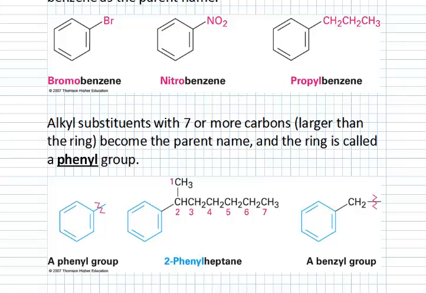But if the benzene ring is not the major part of the molecule, for instance, if we have an alkyl group with 7 or more carbons, so that it's larger than the ring, that becomes the parent name of the compound. So here I have heptane. I have a benzene ring attached to carbon number 2, so we name that 2-phenylheptane. The phenyl group is a benzene ring that is attached by a single bond to something else.